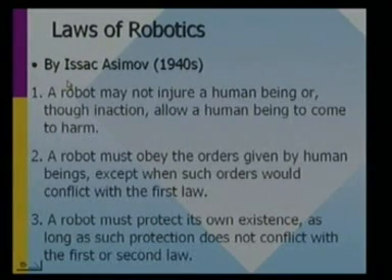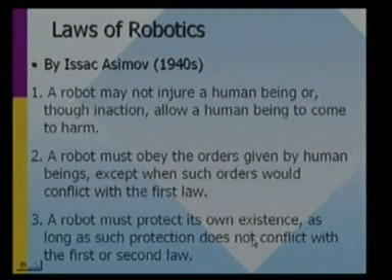What are these rules or laws? A robot may not injure a human being or, through inaction, allow a human being to come to harm. The second one, a robot must obey the orders given by human beings except when such orders would conflict with the first one. And the third one is, a robot must protect its own existence as long as such protection does not conflict with the first or the second.